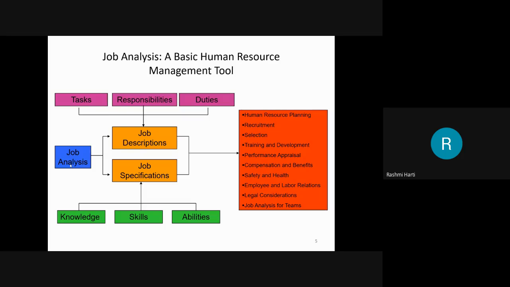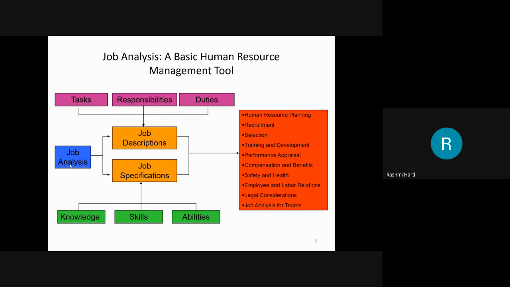This information is in the form of job description and specification, and it helps the management officials or the HR department to decide what sort of people they need to recruit, hire, and select. So that's what I said: job analysis plays a base for recruitment and selection.